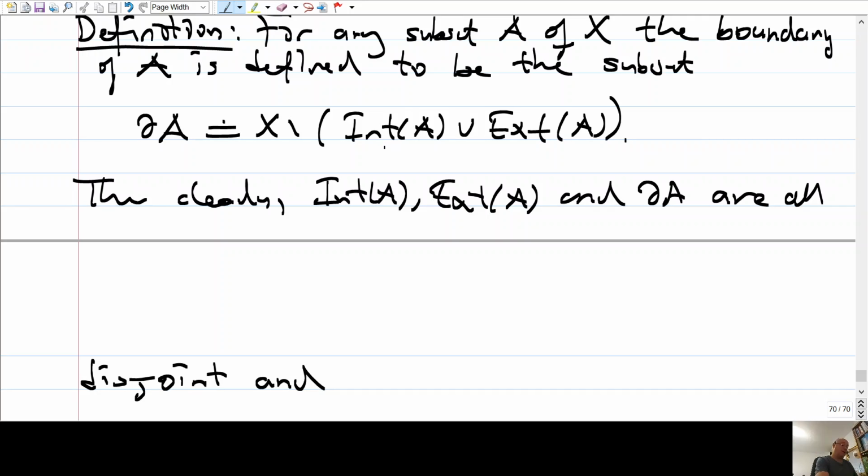And what else? Well, we showed that interior is open. Exterior is another interior that's also open. Union of two open sets is open. And boundary is the complement of this open set. Therefore, boundary of A is always closed because its complement is open.